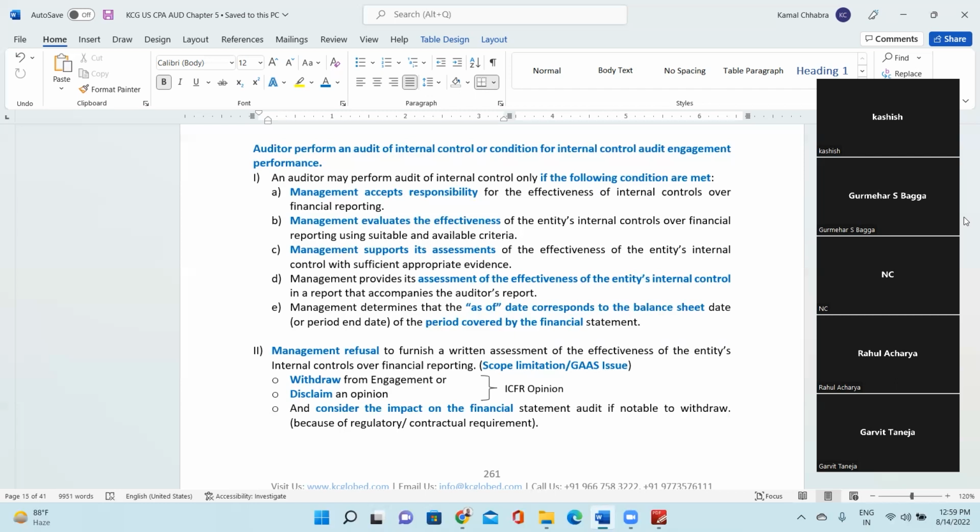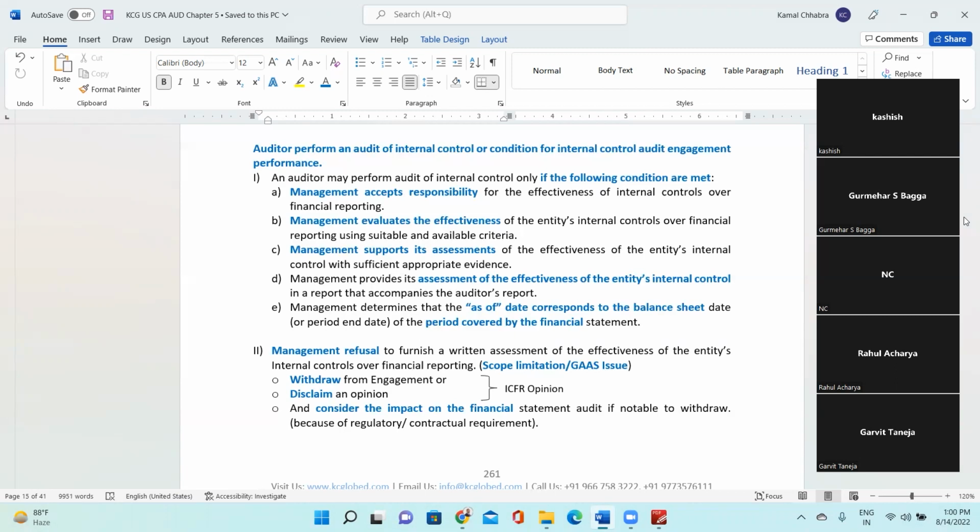Right? Internal auditors are part of the management, whether in-house or maybe a third-party CPA firm, right? They are reporting to the management. So they are an integral part of the management reporting. So what the internal auditor is doing is also considered as what management is doing, or they are doing it in direction of the management. Fourth point is management provides its assessment of effectiveness of internal control in a report that accompanies the auditor report. So here the internal auditor will give the reports on the effectiveness of internal controls to the auditor.